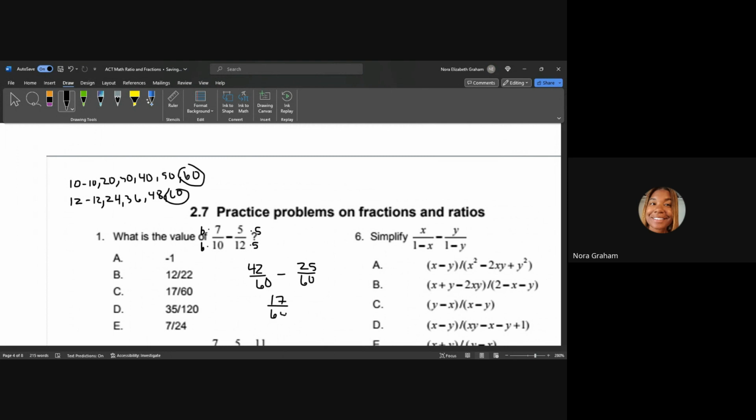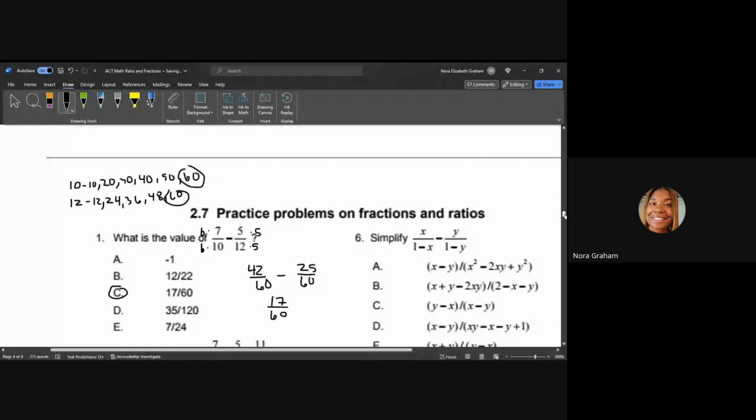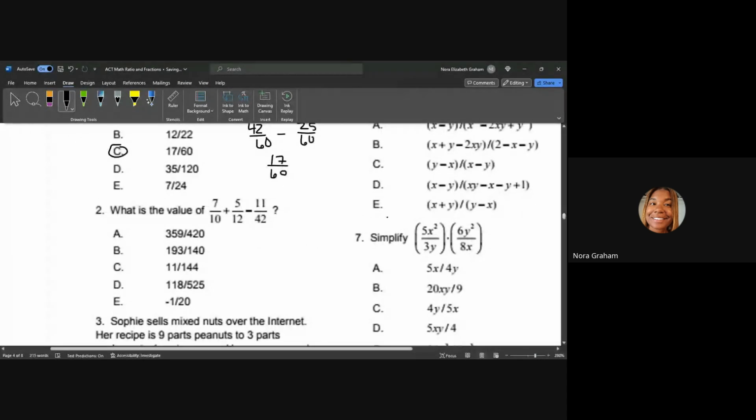Okay, and that's going to be the answer, C. So I just solved that by using least common denominator. For number 2, I think I'll use this again, because least common denominator is easier to use when you're using a group of fractions. So let's find the least common denominator.